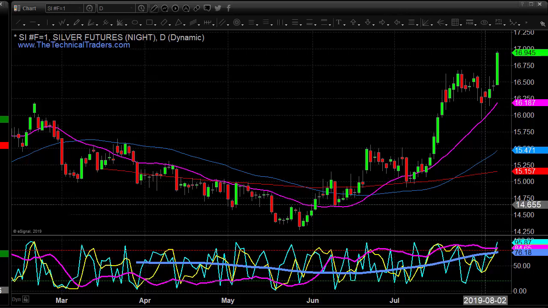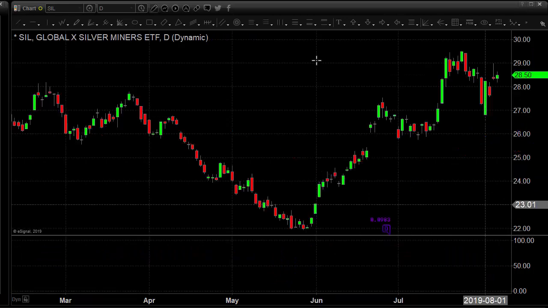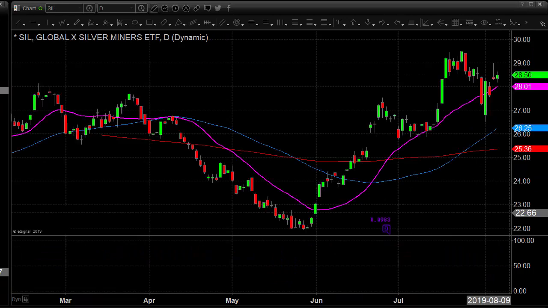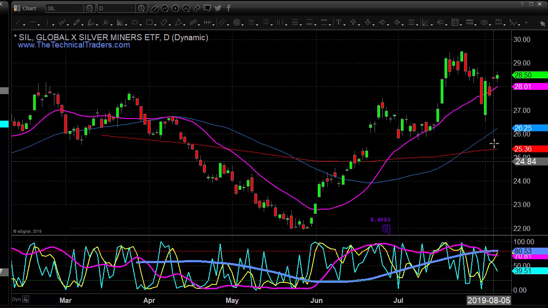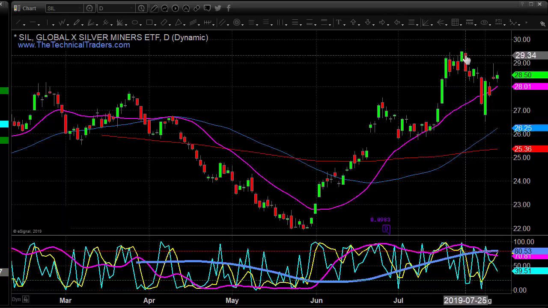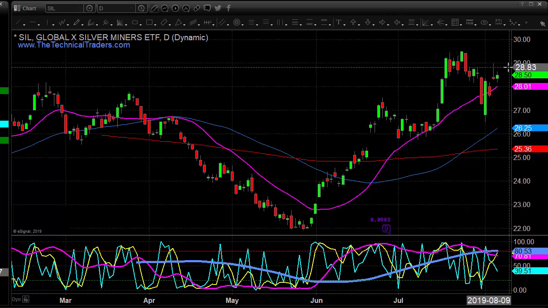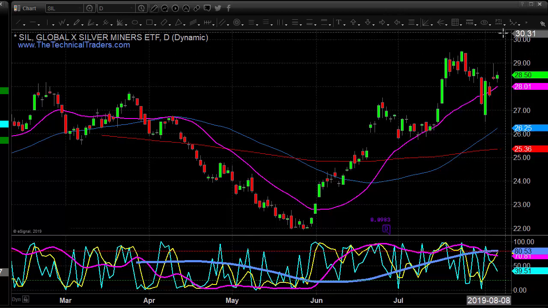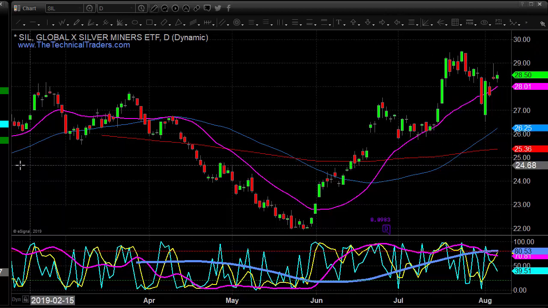Our silver miners ETF doesn't really trade in pre-market. It is showing it's at 29.38. So it's up here testing these recent highs in the market, and that's just where the last tick is. Who knows where it really is in pre-market, but overall we should see it continue to pop and run higher and continue to hit those targets.